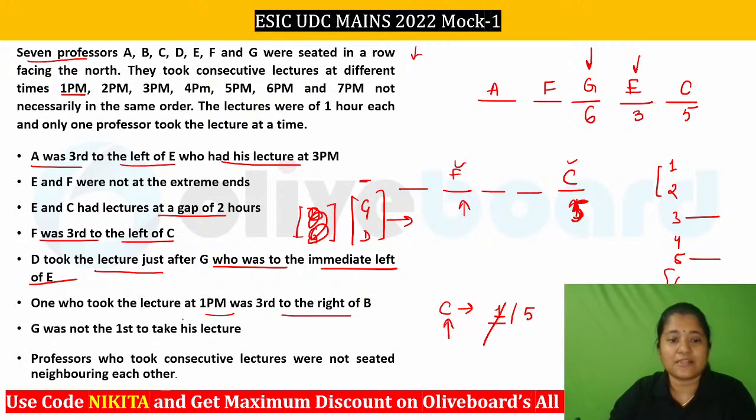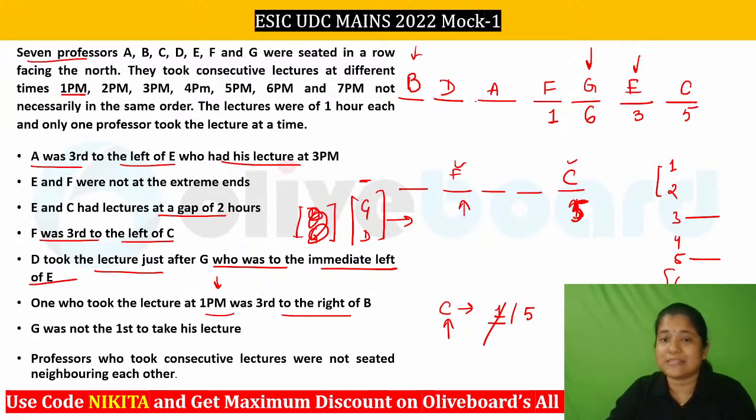Okay. Now let's check whatever is remaining. So now we have your B. This is also given that the one who took the lecture at 1 p.m. was third to the right of B. So to the third right of B you have to place 1 p.m. That means you will have to take 2 persons here and this will be your B here, and to the third right of B we have your 1 p.m. So this is your 1 p.m. Now who is the only person remaining? A, B, C, D. So D will be this person that you will be getting here, right?